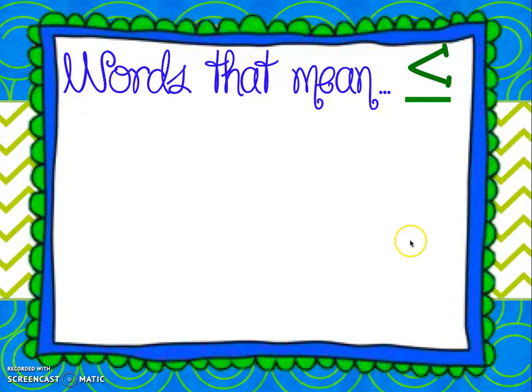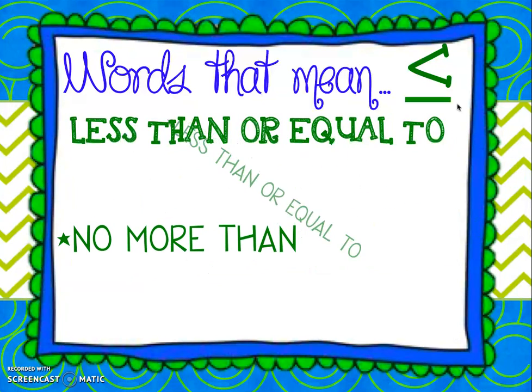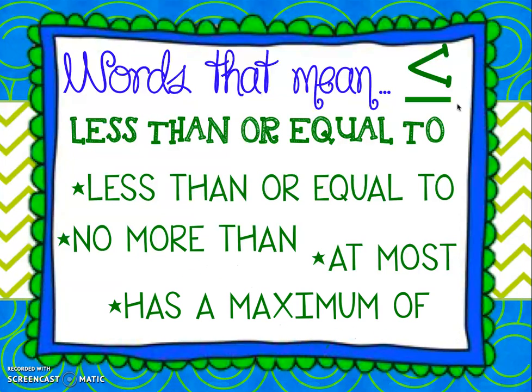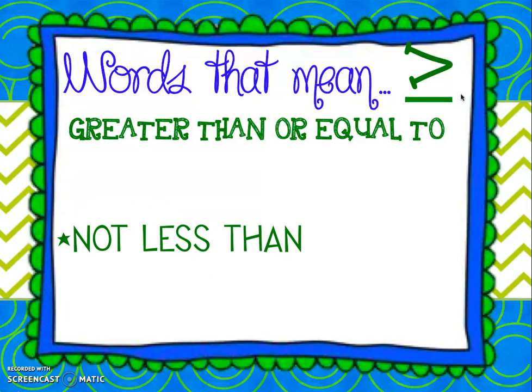Okay, words that mean less than or equal to. Those are words like no more than, less than or equal to, at most. It says at most, so it could be that number or anything less, and has a maximum of. Has a maximum of would mean like this room has a maximum capacity of 30 students, so I can fit 30 students in here or anything less than that.